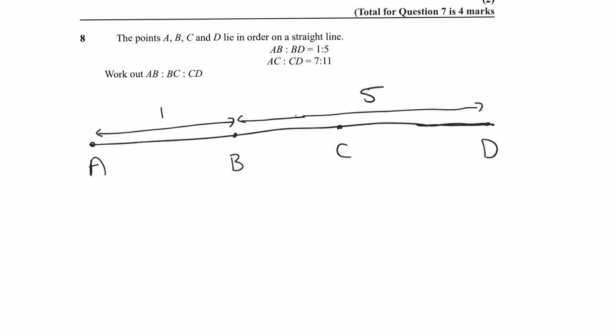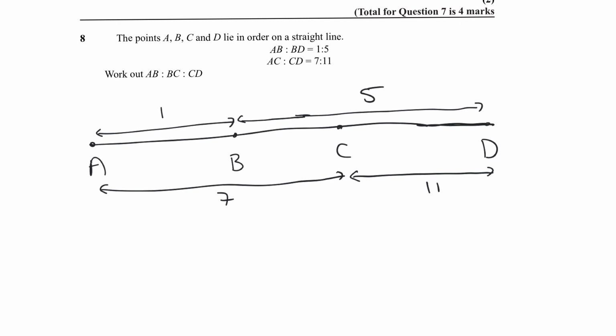5. And then from A to C, 7, and C to D, that's 11. I know these are not drawn exactly to scale, but it's just easier to draw out so you can help visualize to answer the question.